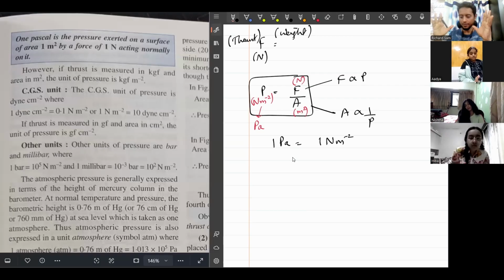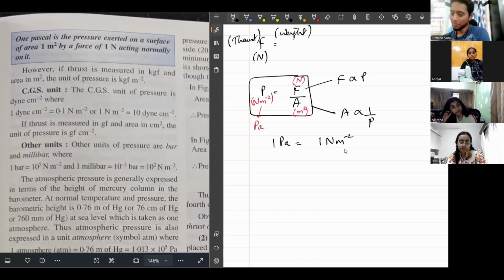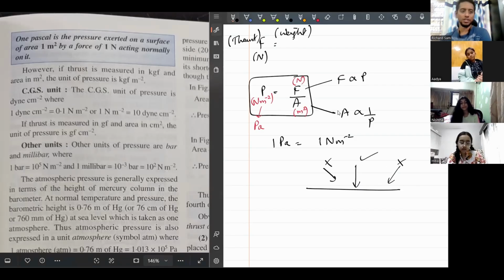Does that make sense, all of you? Imagine you have a weight of 1 Newton and it is sitting on a surface of 1 meter square. The pressure exerted by that object is 1 Pascal. So what does acting normally on it mean? Normally means perpendicular, and perpendicular means 90 degrees, right? If this is the surface, you have to see the force acting perpendicular to the surface, not diagonally or anything. That is the meaning of normally. Is everyone clear with the definition of 1 Pascal?